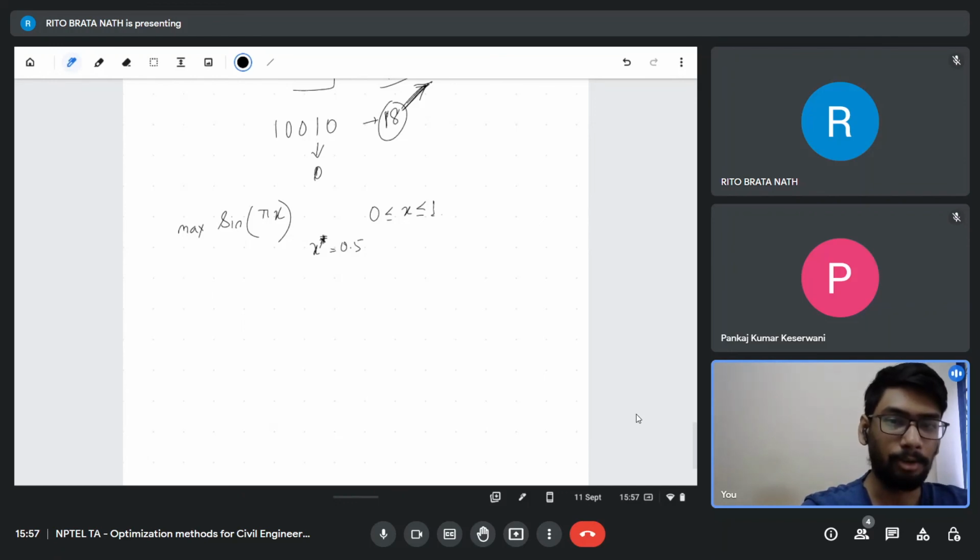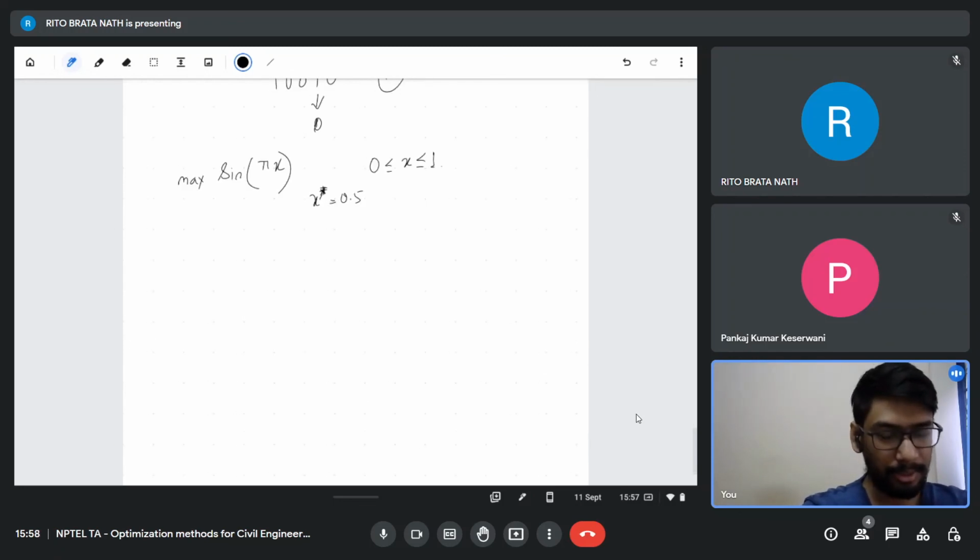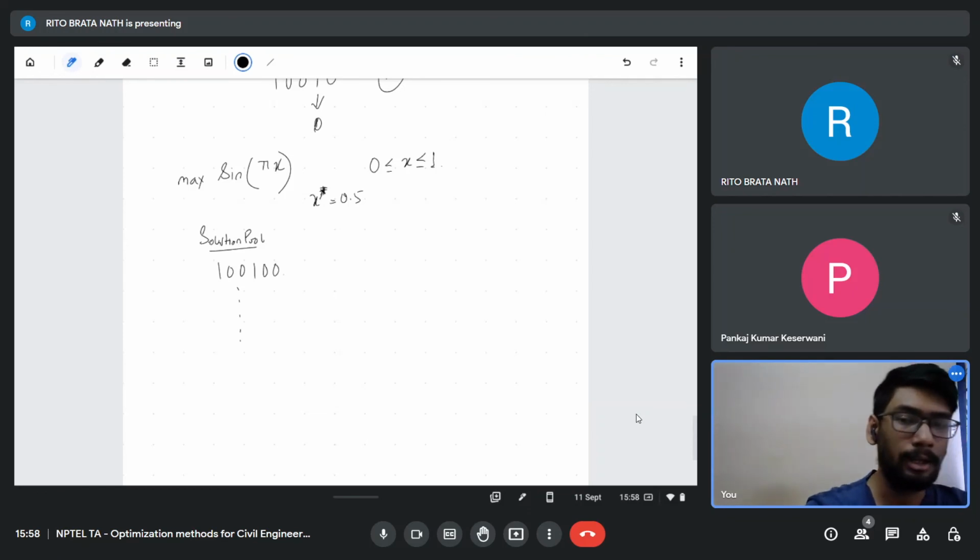So I think he solves one example problem related to that in the next week's session, where he generates some solution pools. So first is just the solution pool. He will generate, I think, some 6 of them using some random numbers or something. He'll probably select those with 6 bits. I think he will do that. And then with that, you can apply the fitness function.